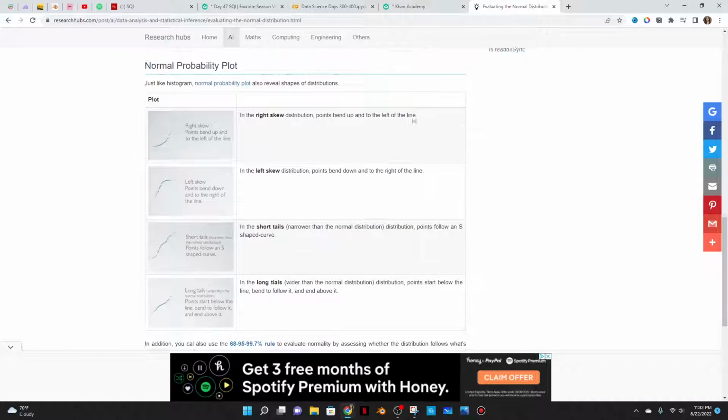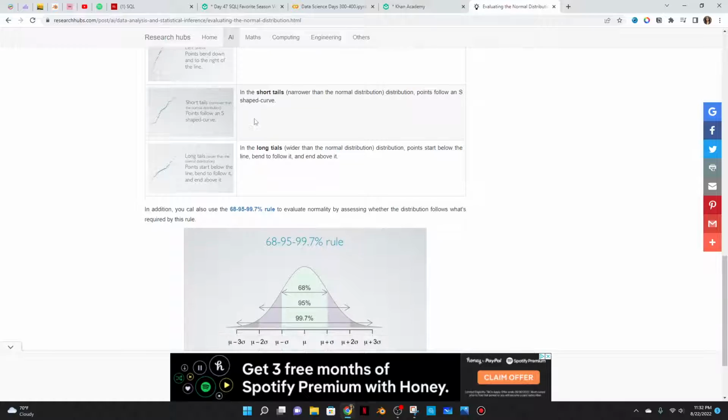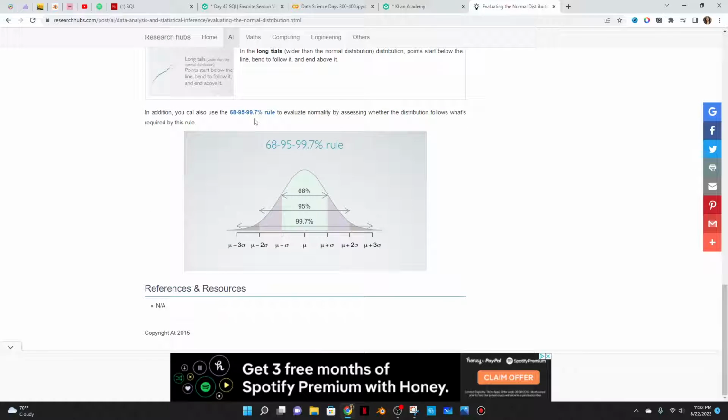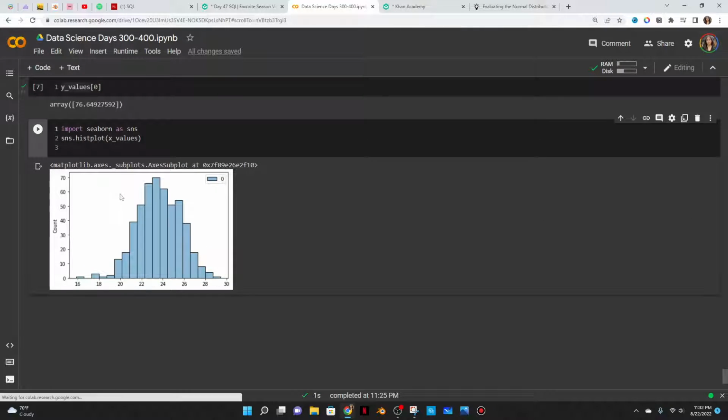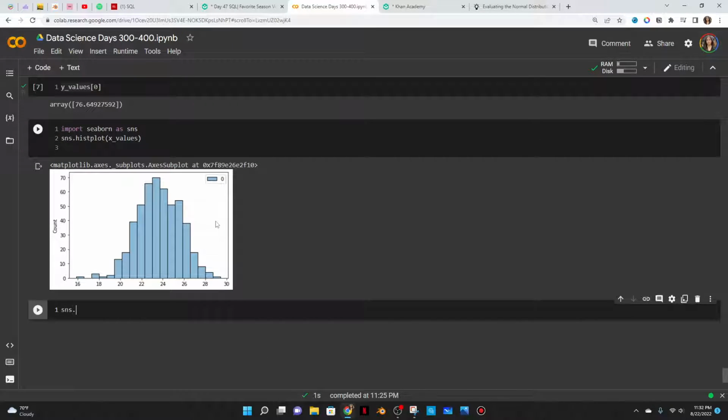What is this even? Alright, hold up. Okay, but that's definitely not what I got here. I know there's this thing called a residual plot, so it's sns dot... Is it resid or residual? I don't even know. Could do x values and see if that works. If not, I'll try to play around.